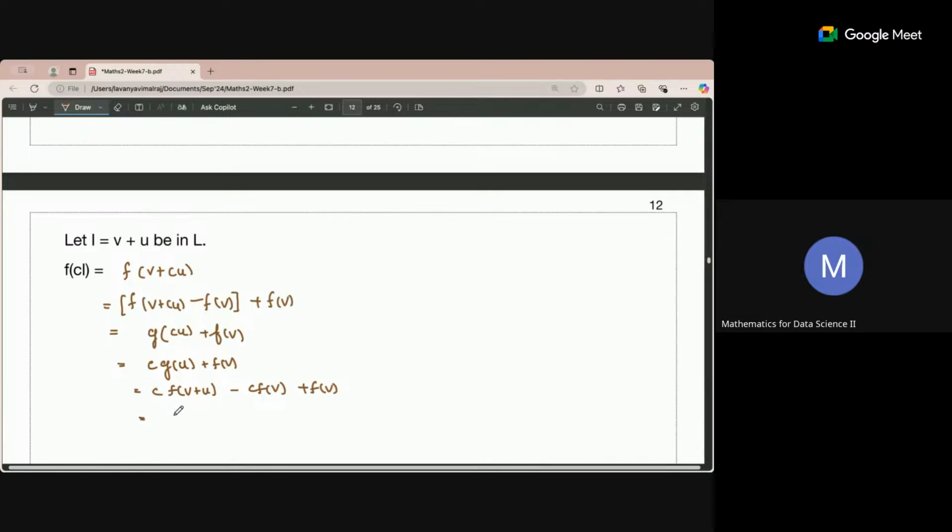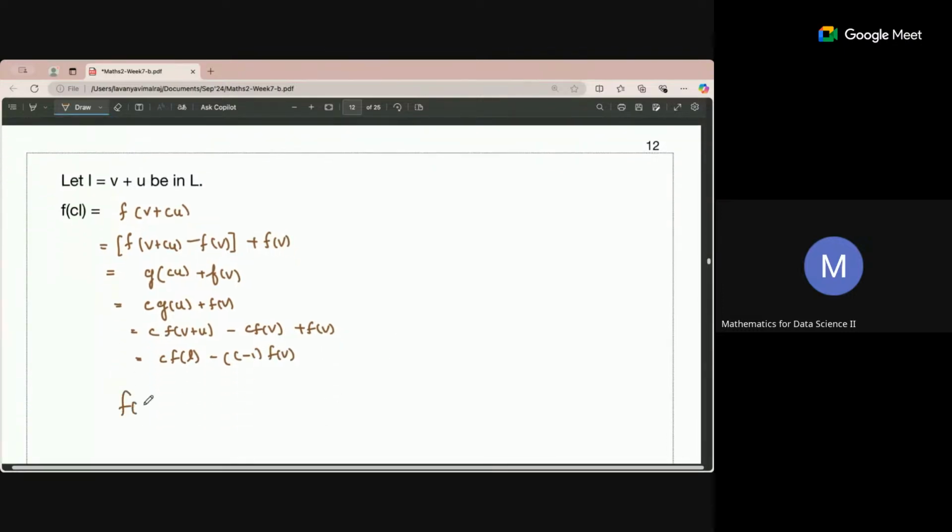Okay. So now the next step is c times of f of v plus u. v plus u, I can replace it with L. And then here you have minus c minus 1 f of v. So what is that you got? f of cL is equal to c times of f of L minus c minus 1 times of f of v. Not at all obvious, right? Only with the calculations you can see this.